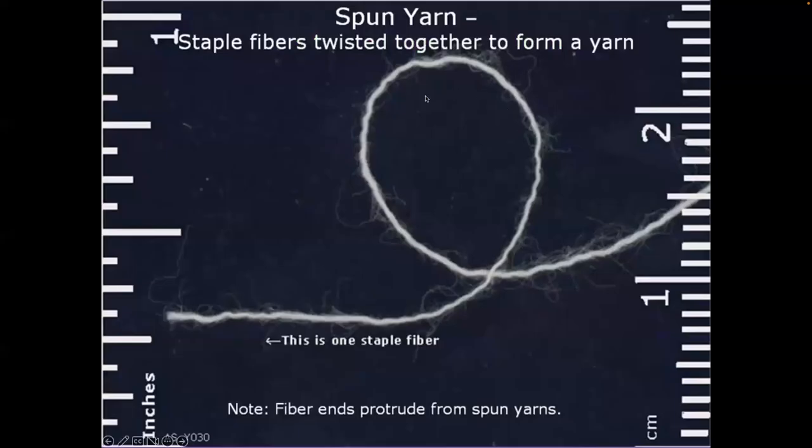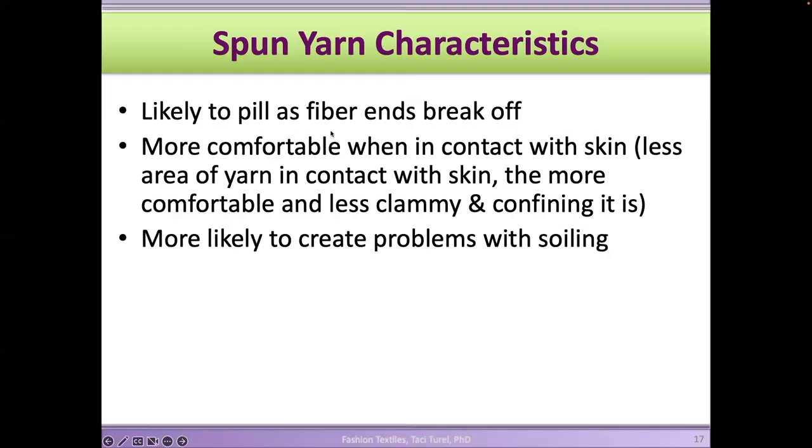This is an example of a spun yarn. So you can see all these short fibers sticking out of the yarn. It is hairy. It has twist. It's likely to pill because the fiber ends will break off eventually, and you'll see pilling more on spun yarns, but they are more comfortable on the skin.